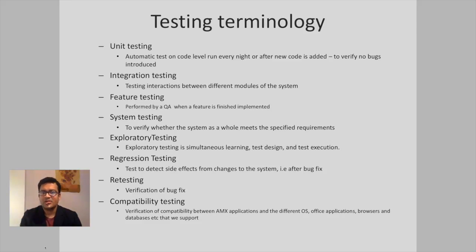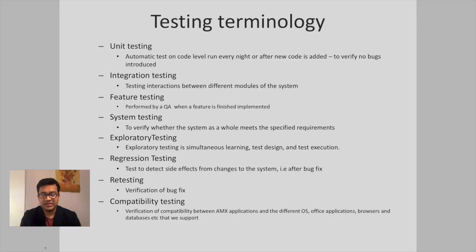Unit testing. Unit testing is nowadays mostly automated testing at the code level, which is executed every night or after every new code is added, to verify no bug has been introduced as a part of development. This is very useful nowadays. If you want, you can see a separate video which I made on continuous integration, where I have shown the different steps involved in continuous integration. Unit testing is a very important step of that.